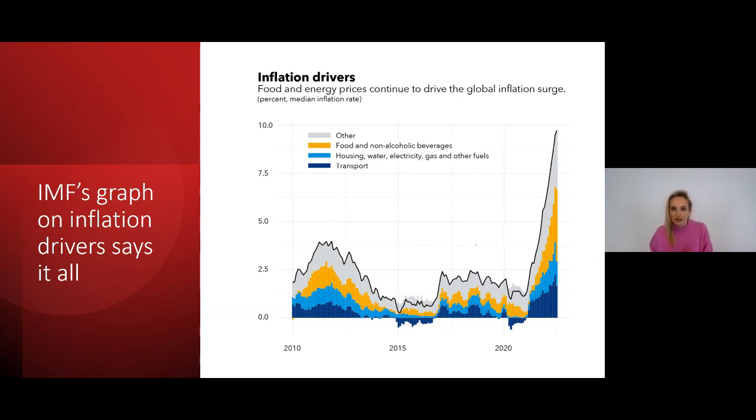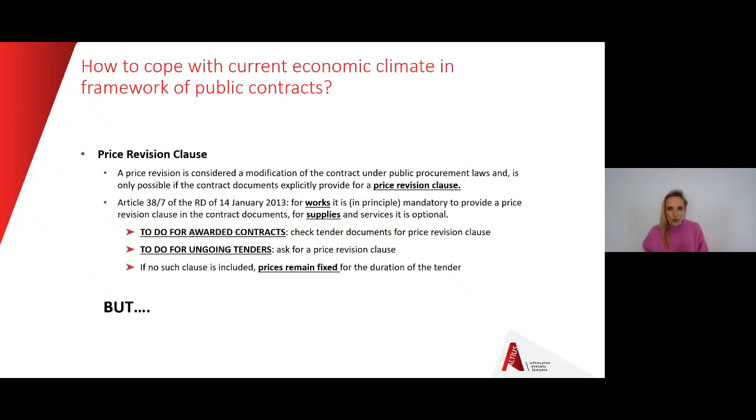Specifically in the context of Belgium, we also have a lot of indexation of wages. So there's no need to say that there's a lot of pressure on prices throughout the whole economy. So how to cope with the current economic climate in the framework of public contracts? Well, there is, of course, such a thing as price revision clauses in public procurement. A price revision clause is considered a modification of the contract under public procurement laws and is only possible if the contract documents, being the tender documents, explicitly provide for such a price revision clause. If there is no such clause in the tender documents, then you're not entitled.